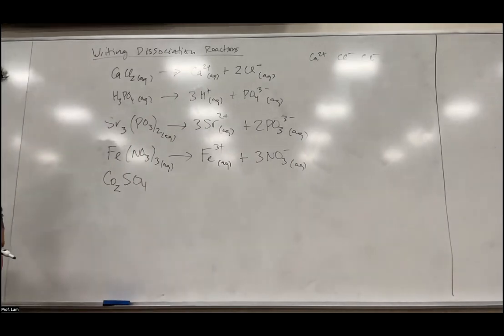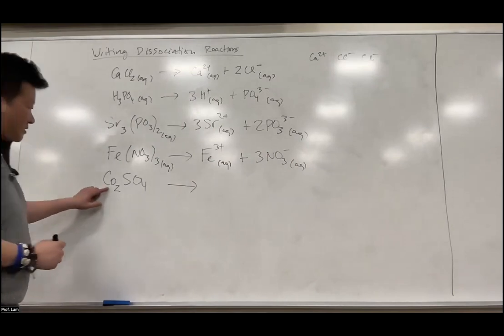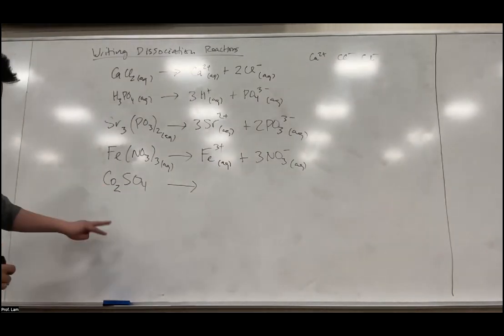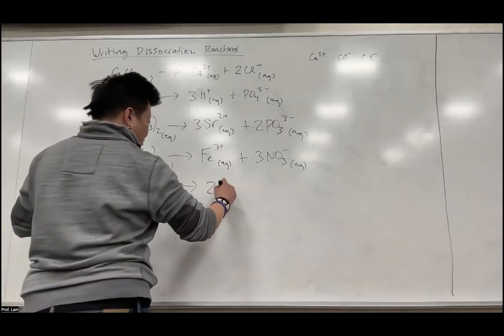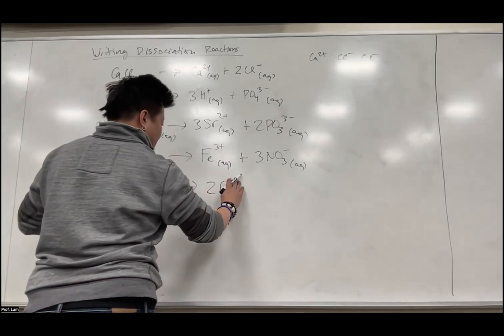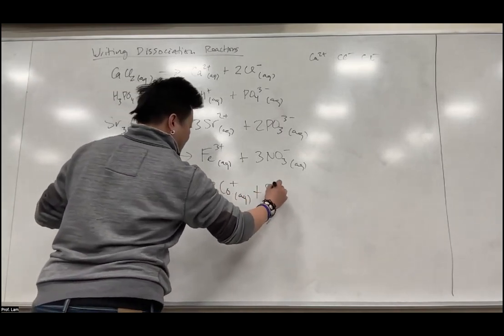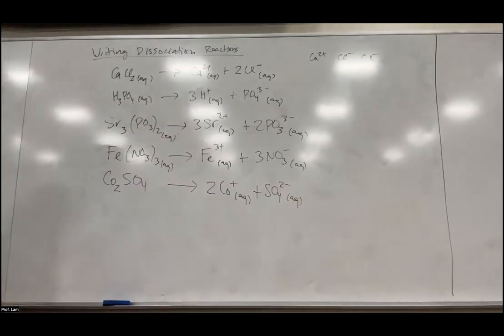How about this one? Cobalt 1 sulfate. So we know it's cobalt 1, right? Because sulfate is 2 minus. And so you got 2 cobalt. So each cobalt must be 1 plus. So you go 2 cobalt 1 plus aqueous plus SO4 2 minus aqueous. Okay. All right, so practice that, guys, right?